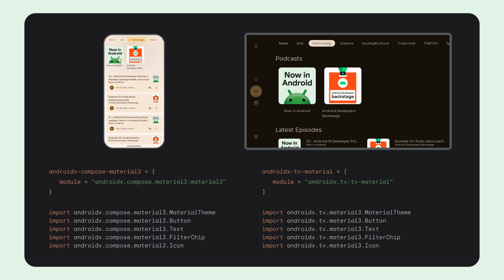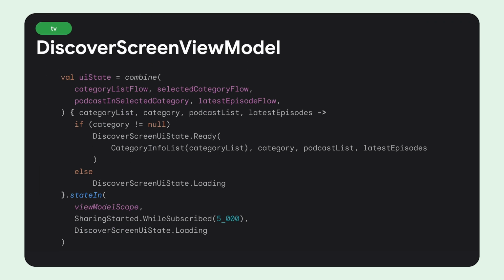Our TV UI is similar, but our design is a bit different. For one, we'll be using components from the TV Material artifact instead. But also, the UI is rendered a bit differently with big, bold elements that are easy to see at a distance. We can again define our view model to include only the relevant data for our UI. Just as before, our UI state includes details about podcasts for the Discover screen, which, again, is queried from the category store in our data layer.